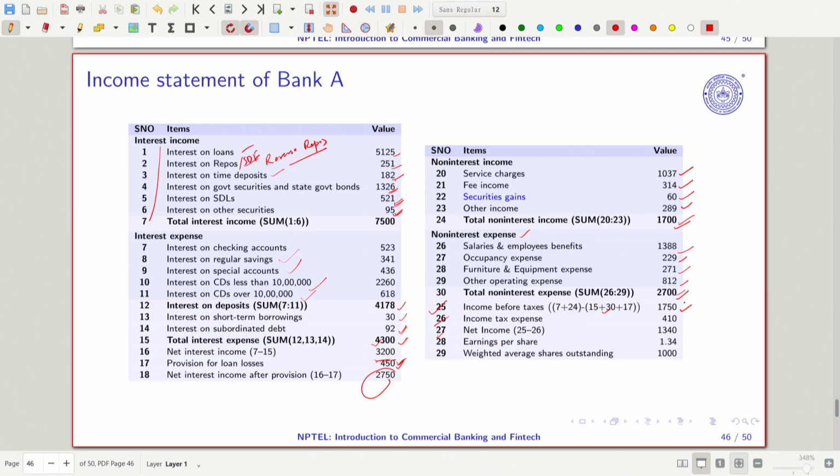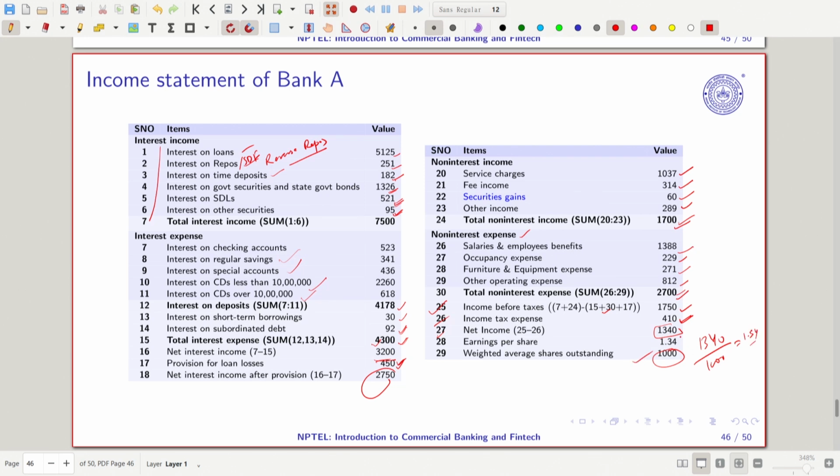Income tax expense, suppose it is coming out to be 410, right? So now I can subtract 1750 minus 410, it is coming out to be 1340, and this is what we call net income. Earnings per share, you can just divide this by 1000 or so. So if the shares are 1000, 1340 upon 1000 you divide, it comes out to be 1.34.